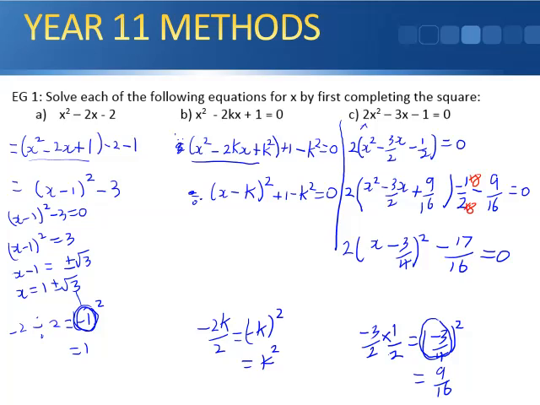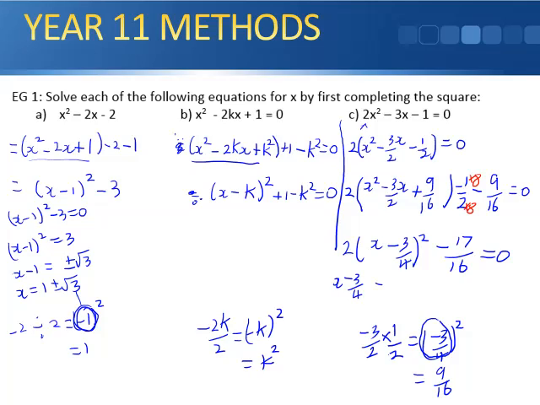Okay, I'm going to run out of room to do these ones. So I might just go and do the last one, and you guys can do the B. So this one here, I'm going to bring the minus 17 on 6 to the other side and make a positive 17 on 16, and then divide by 2, so that I've got positive 17 over 32. And I'll take the square root.